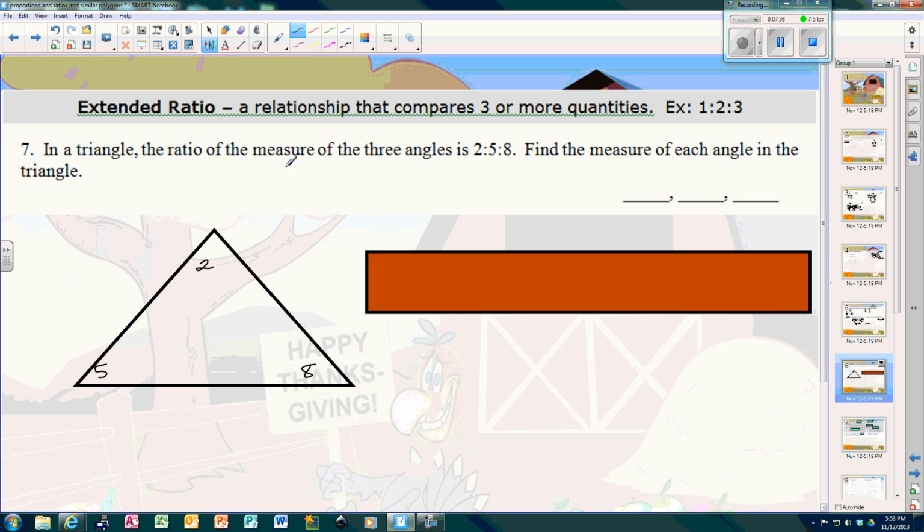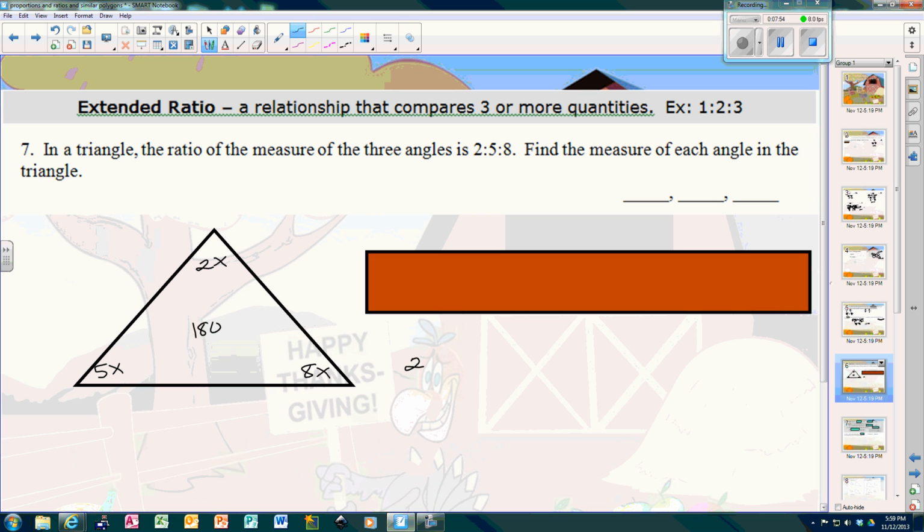Now, if you're comparing 3 or more things at a time, they all have something in common. And since I don't know what it is, I'm going to call it x. So they all have an x in common. Now, what do we know about all 3 angles of a triangle? Remember, they all add up to 180.